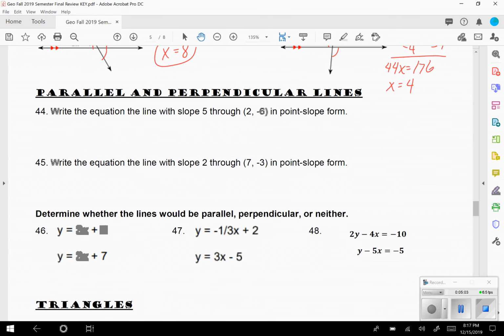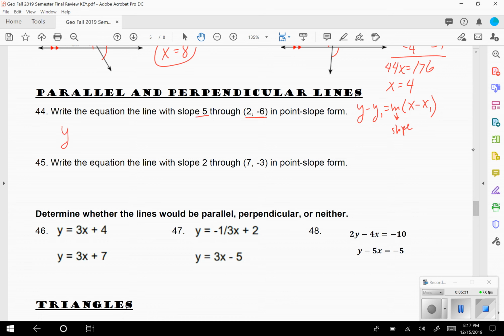Okay, now parallel and perpendicular lines. So it says, first thing we're going to start off with is writing equations in point slope form. So it says with a slope of 5, and it goes through the point 2, -6. So point slope form is y minus y1 is equal to m times x minus x1. So m is your slope, and the x1 and the y1 come from that point they give you.